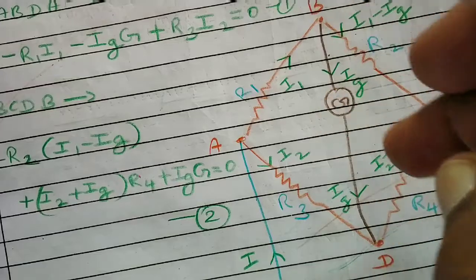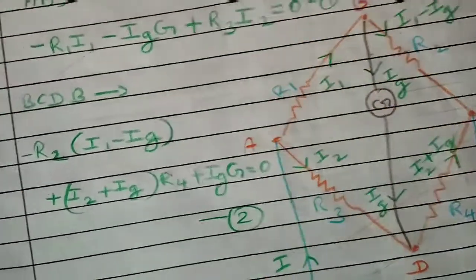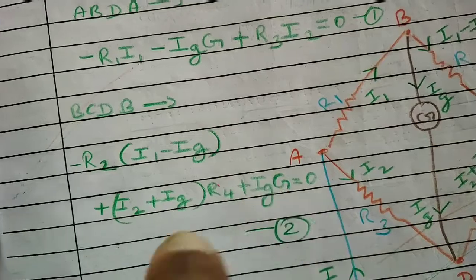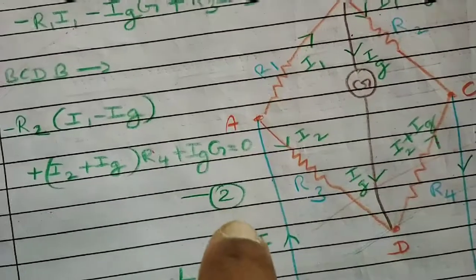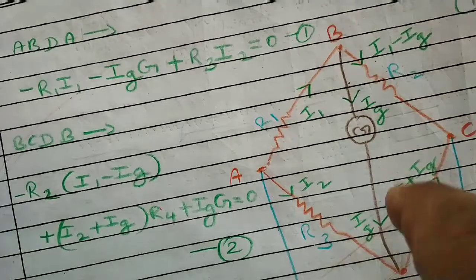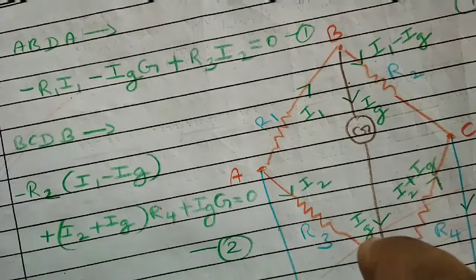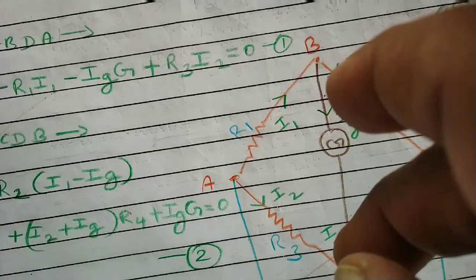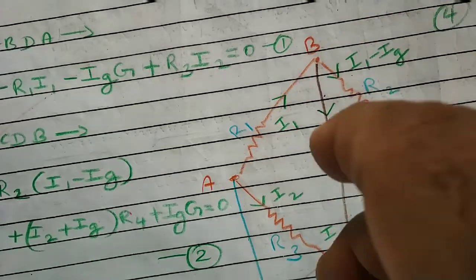We started from B, again we reached B. So the total potential difference must be equal to 0. This is called Kirchhoff's loop rule. So in that way we got equation 1 and equation 2. Equation 1 we got if we apply Kirchhoff's loop rule for the loop ABDA, and equation 2 we got on applying Kirchhoff's loop rule for the loop BCDB.